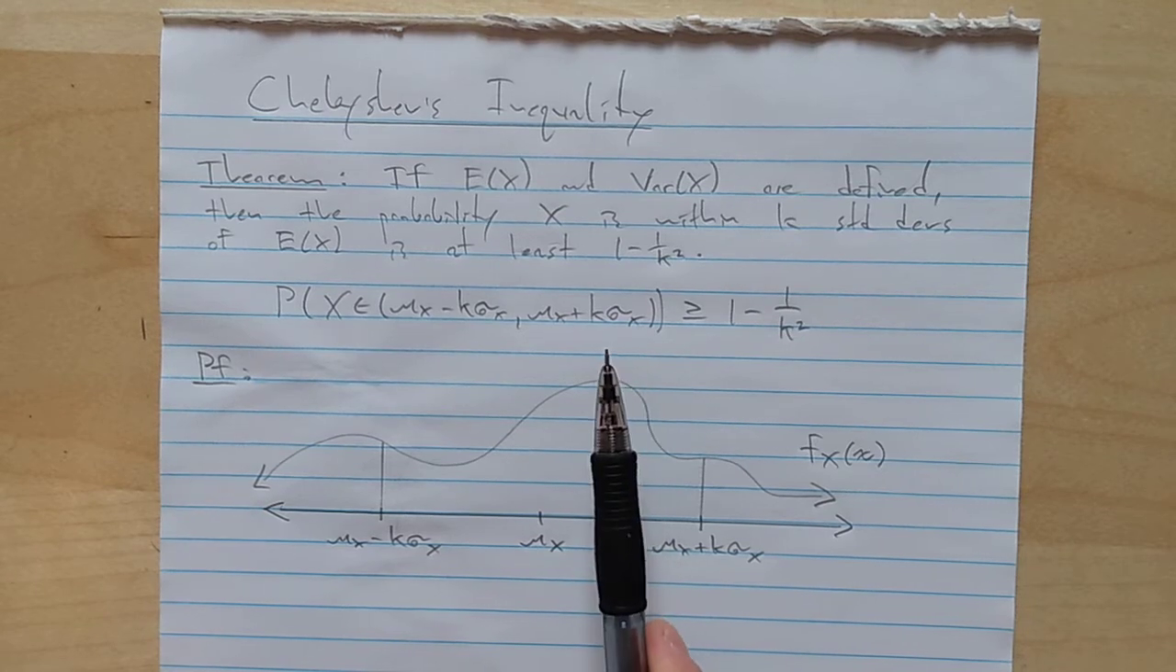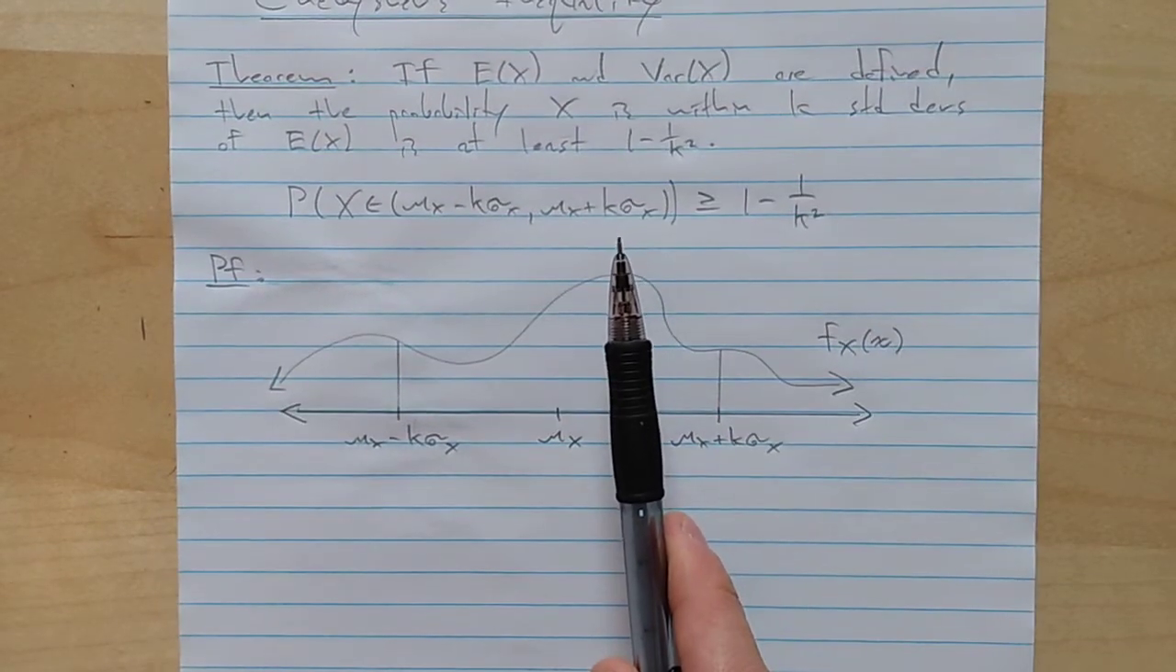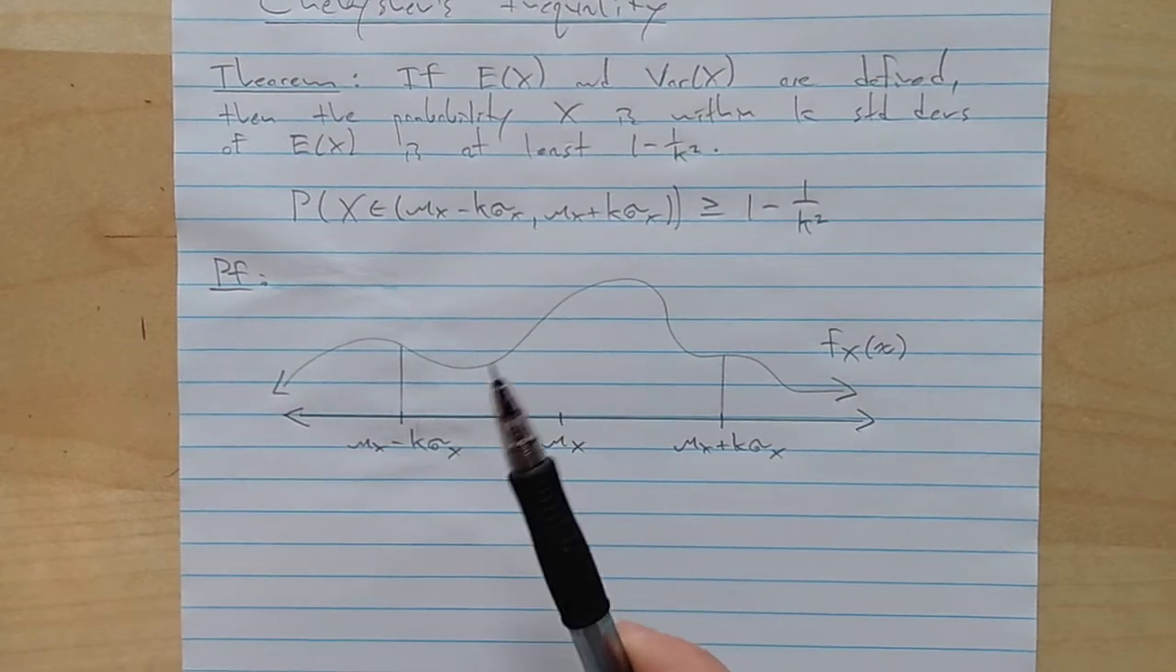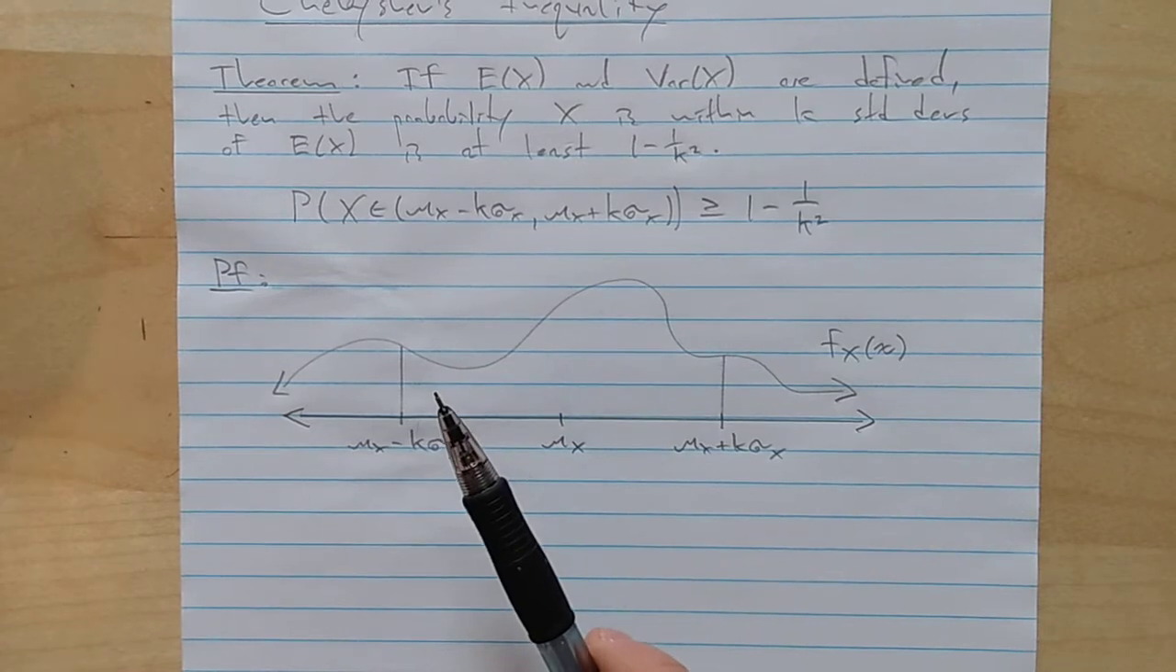And so the reason Chebyshev's inequality is so useful is because it gives you some bounds on where you find the values of a random variable. I'll give you a really simple example of a consequence of Chebyshev's inequality at the end. So first, let's prove this.